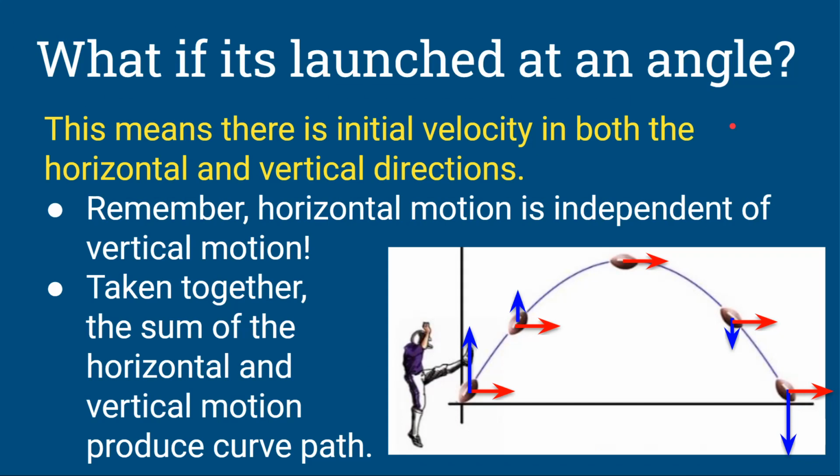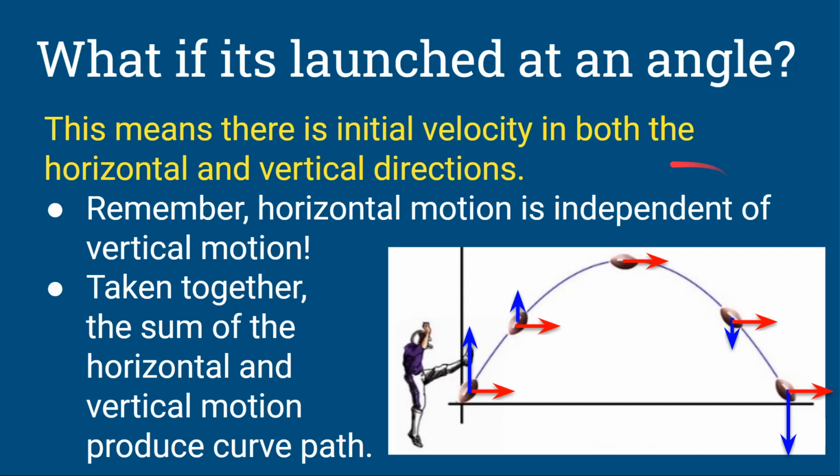Okay, so what if it's launched at an angle? We were just dealing with something thrown straight upward, but what if instead of just up, it's also forward, like this football? And this means that there is an initial velocity in both the horizontal and vertical directions. Remember, horizontal motion is independent of vertical motion, but taken together you get this curved parabolic pathway.